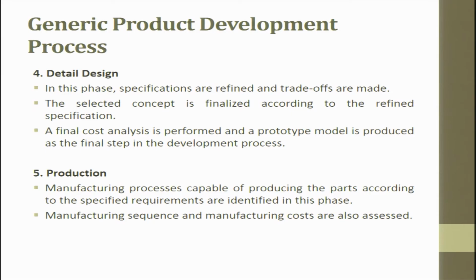So, you said there is a funnel, but what should be the dimension of the funnel? That you start giving in the detailed design. In this phase, the specifications are refined and trade-offs are made. So, here we also go back and forth with the conceptual design, saying that see, this is not possible for us to make. So, then they change the conceptual design, then it comes back to detailed design, and we start working on it. The selected concept is finalized according to the refined specification. A final cost analysis is performed and a prototype model is produced as a final step in the development process.